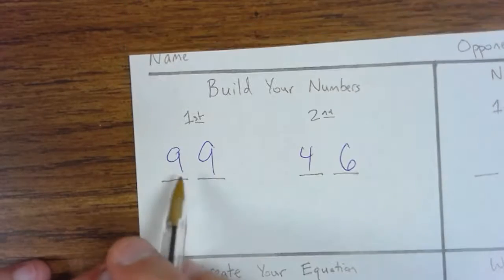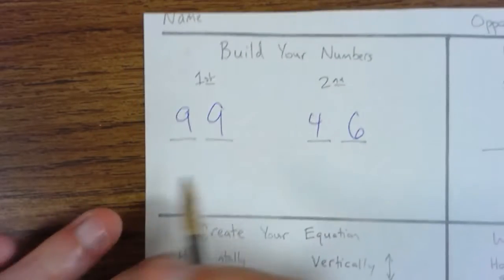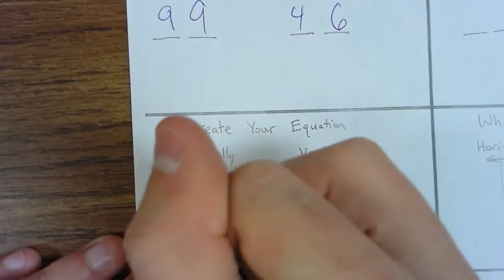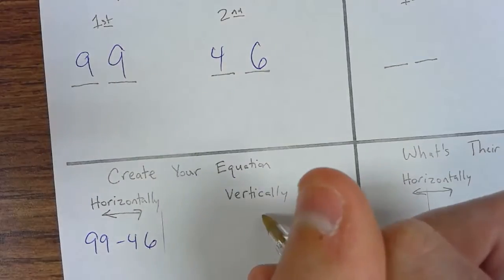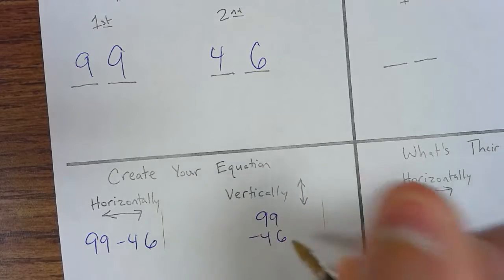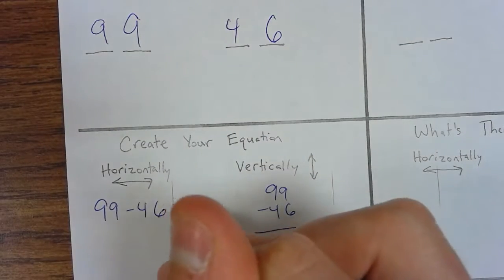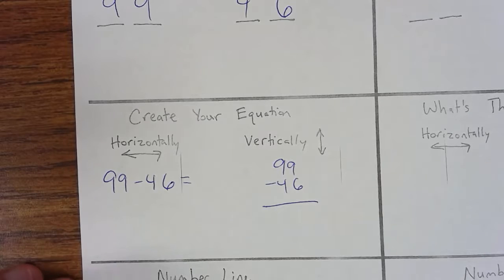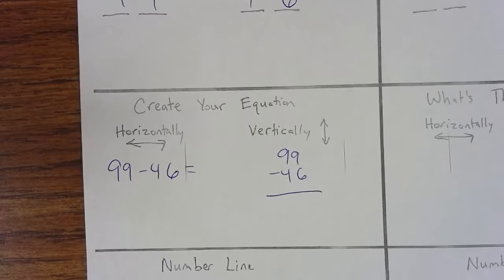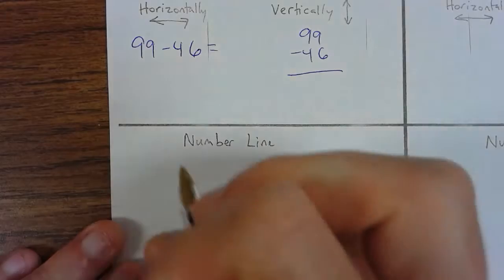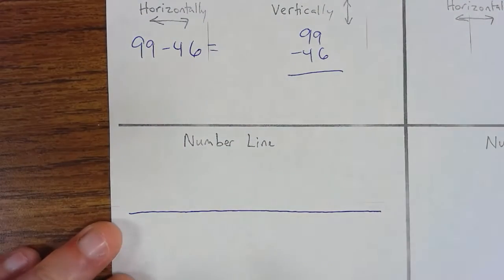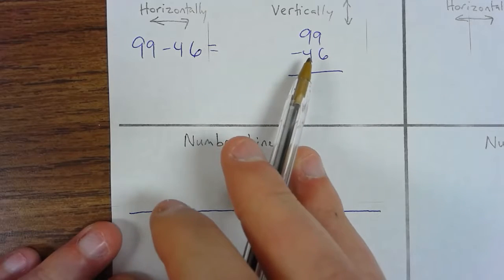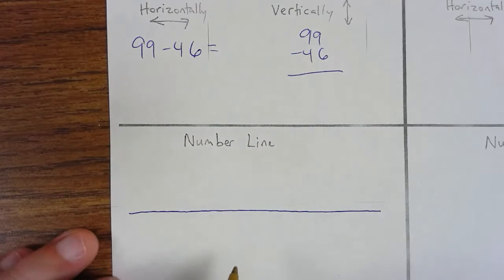Then I would move down to the second column where I would write my equations, and I always start with a bigger number, so I'd go 99 minus 46. All these are going to be subtraction. And then vertically I'll do 99 minus 46. And that may seem like a really big math problem with a large difference, but that's why we're using this strategy called the number line strategy, and it helps your child break it down by place value. How much is each place worth?